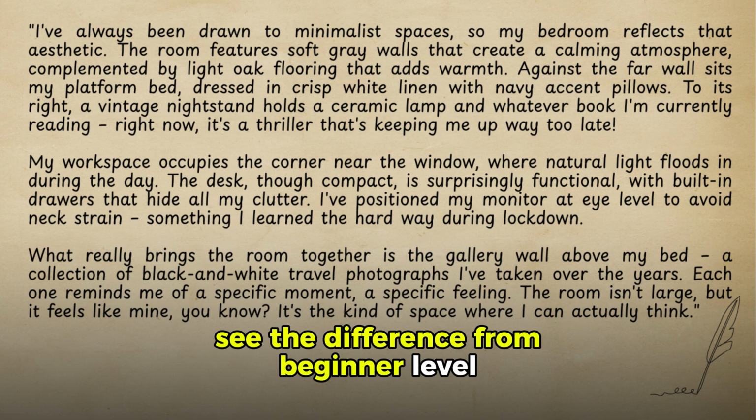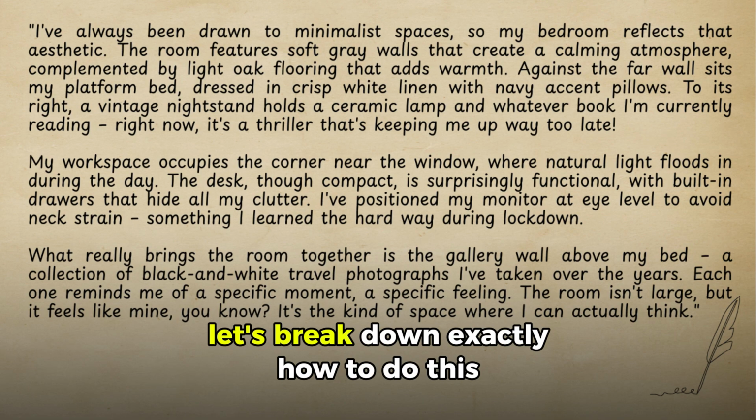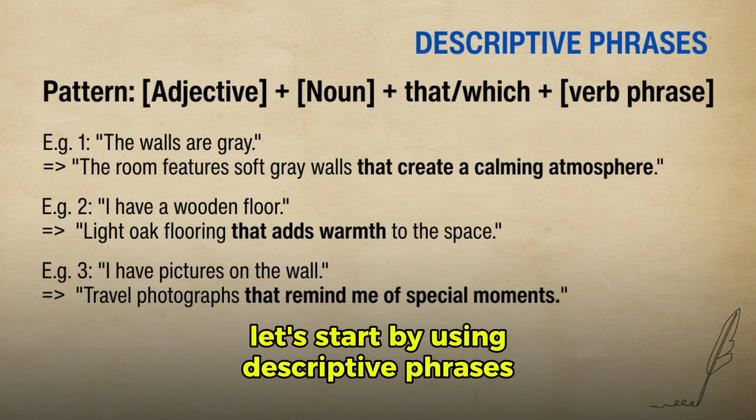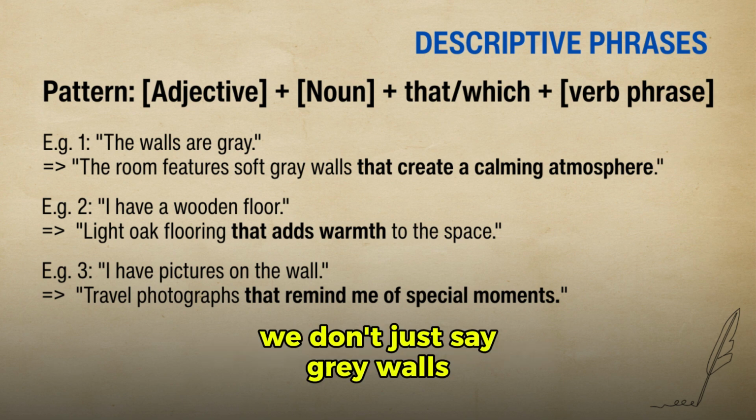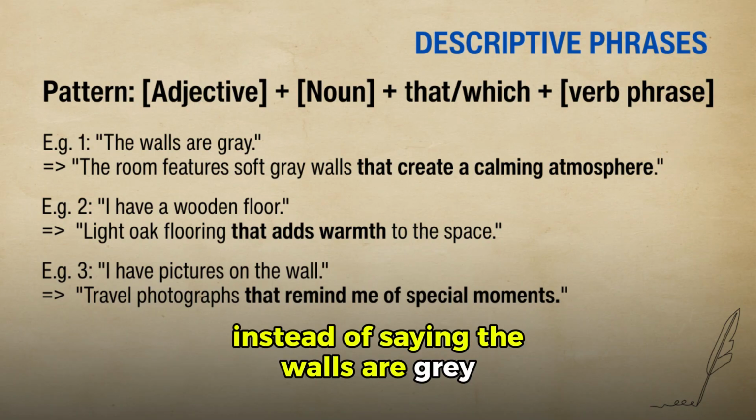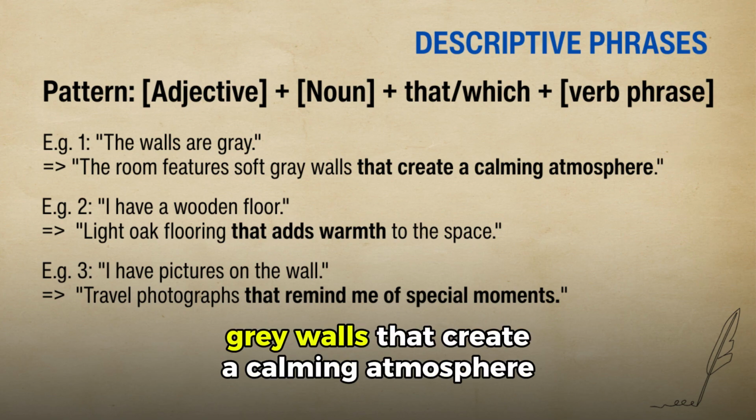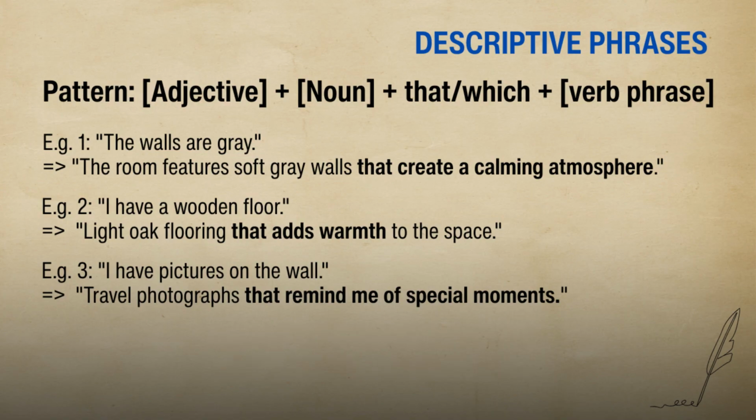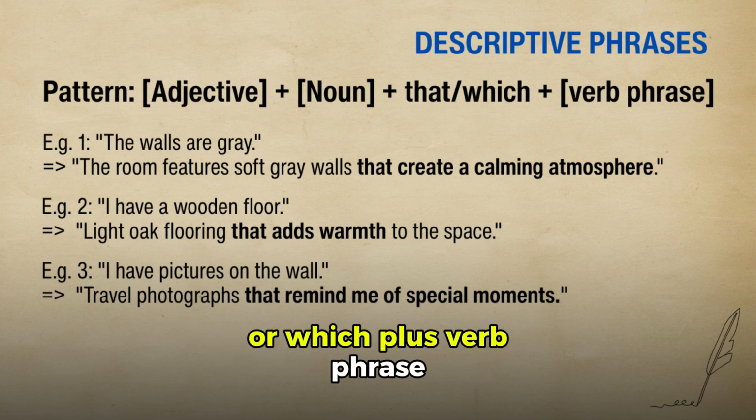See the difference from beginner level? We're not just listing objects, we're telling a story. Now let's break down exactly how to do this. Let's start by using descriptive phrases. At the intermediate level, we don't just say gray walls. We add layers of meaning. Instead of saying, the walls are gray, we can say, the room features soft gray walls that create a calming atmosphere. Here's the pattern. Adjective plus noun plus that or which plus verb phrase.